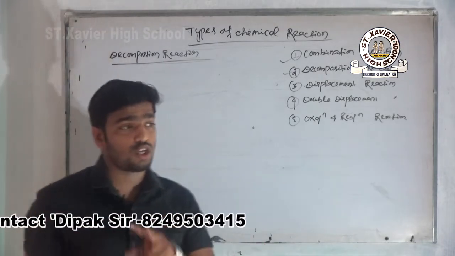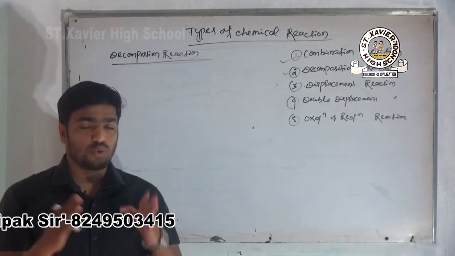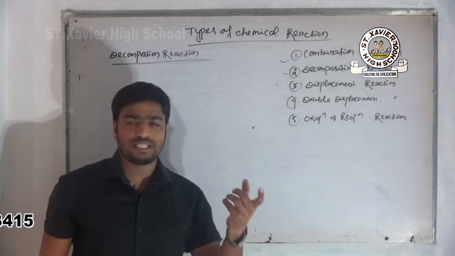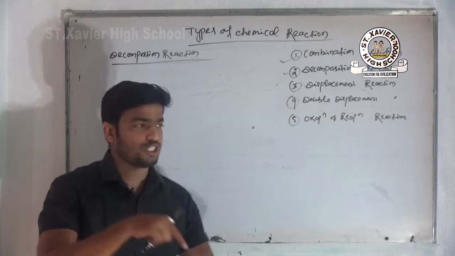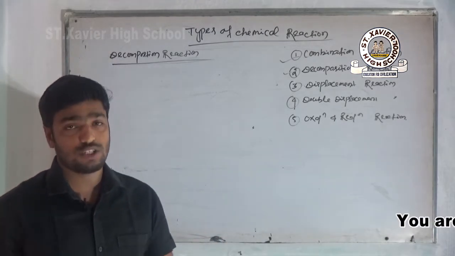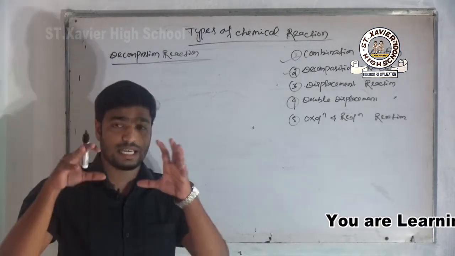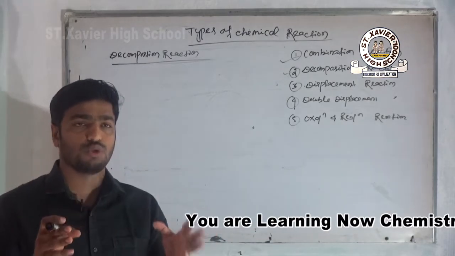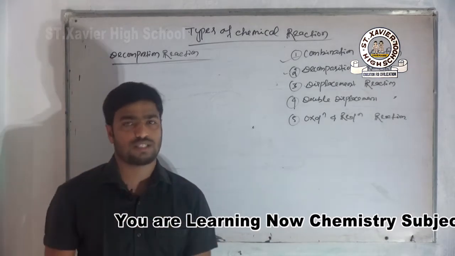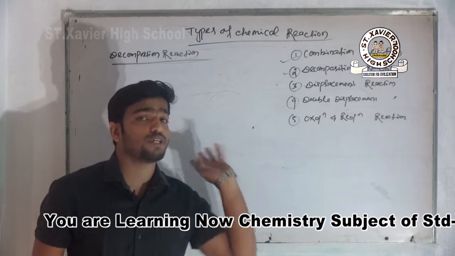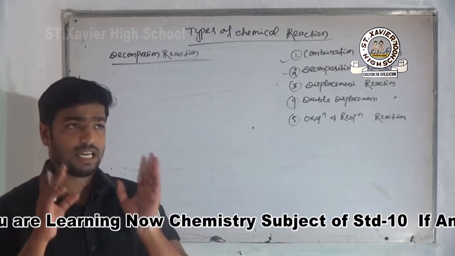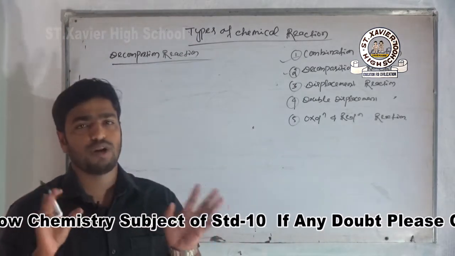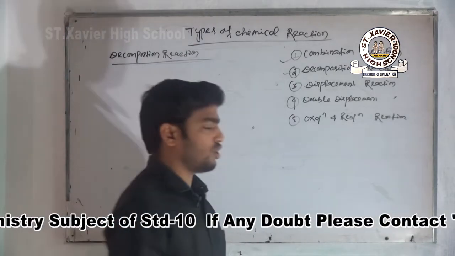In combination reaction, generally 2 or more elements or substances are added to give a single compound, but here the opposite thing happens. What is the opposite thing? That means a single compound will split into 2 or more simpler substances. Here a single compound only splits off into 2 or more simpler substances. That is our decomposition reaction.